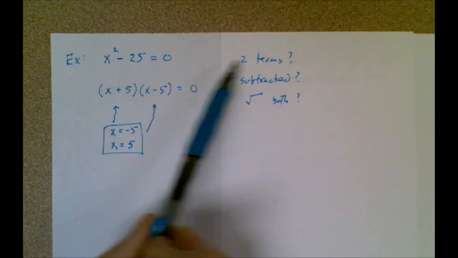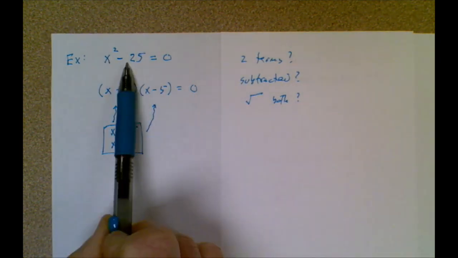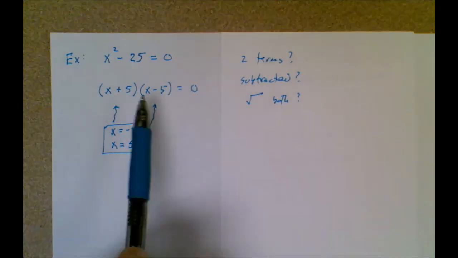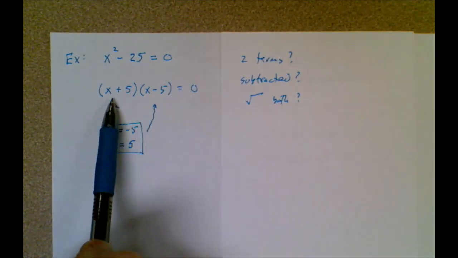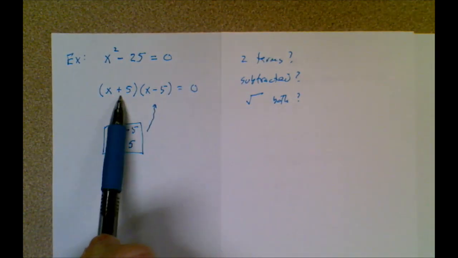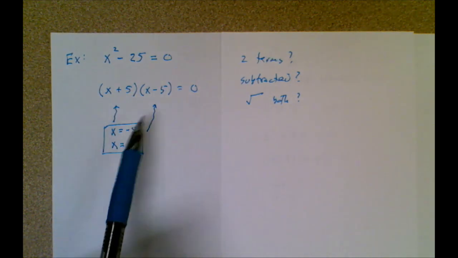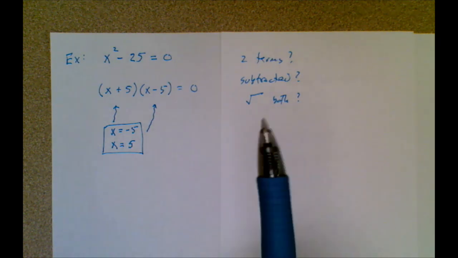So if it meets yes for all 3 of these, you follow this pattern. And once you have factored form, you just say what x makes that parentheses become a 0? What x makes that parentheses become a 0? And you have your answers.